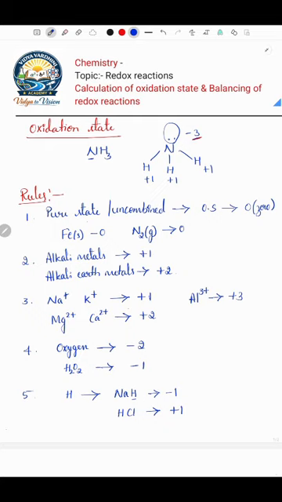oxidation state. Okay. And the last, final rule is, when we consider any molecule, the sum of oxidation states of all the elements will be equal to 0. These are all the rules we must keep in mind while calculating the oxidation state of an atom in a molecule. Okay, now we will see some examples.